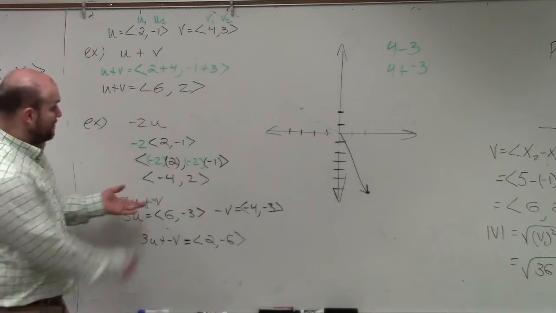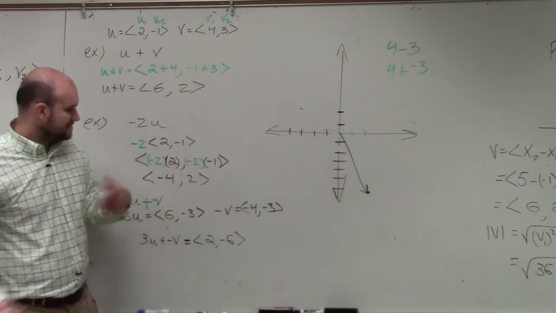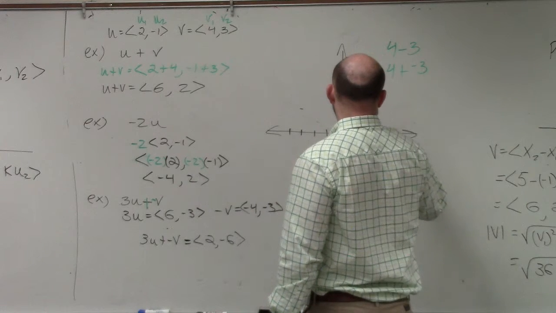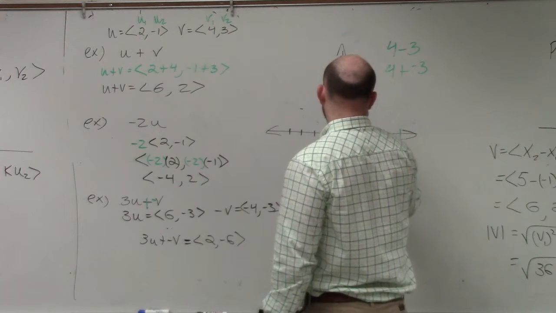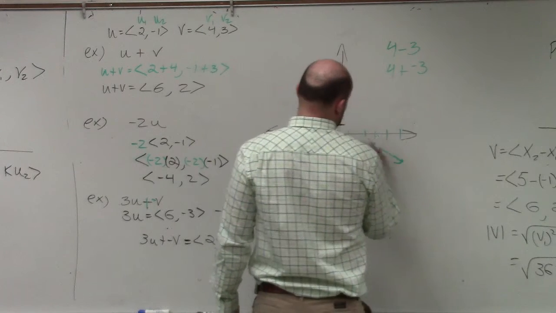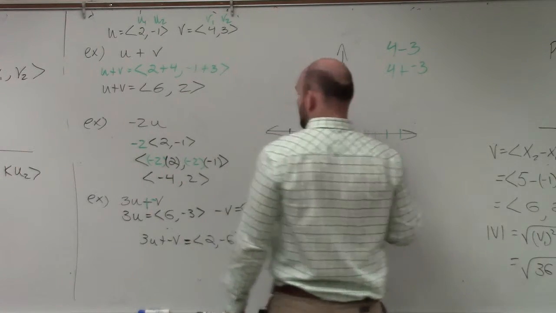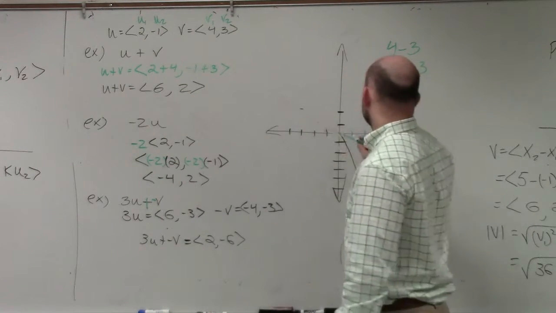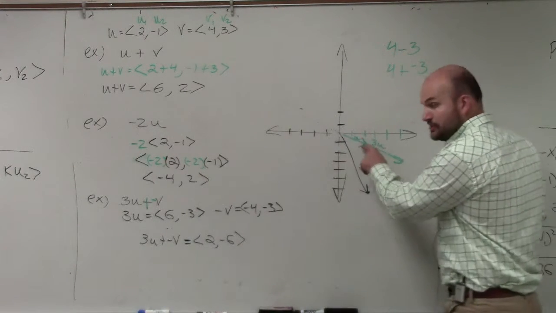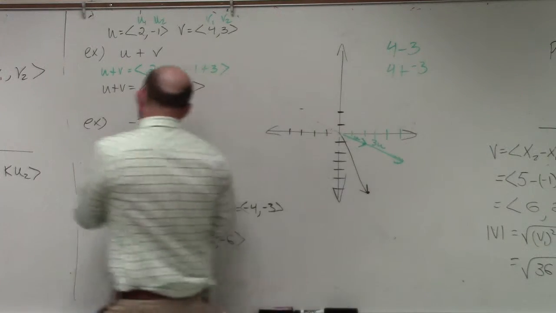Let's do 3u. Does everybody agree with me that 3u is 6, negative 3? OK, so let's graph 6, negative 3. 1, 2, 3, 4, 5, 6, negative 3. 1, 2, 3. Because regular u is just 2, negative 1. Right? That's u. That's 3u. Everybody agreed?